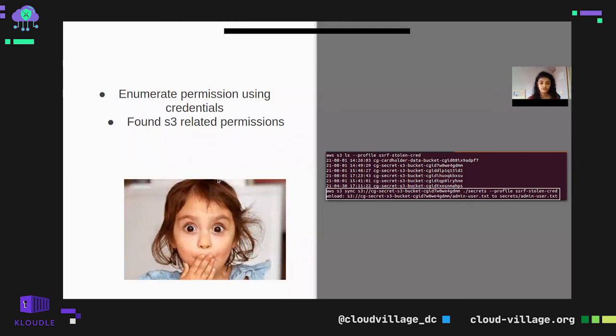After getting the credentials, enumerate permissions, and we found S3-related permissions, with credit card details and admin credentials in the bucket. Using a command to copy and get the data onto my system, I was able to get the admin data. Now you can think about what kind of access I have as admin. So just from an IP, I moved to admin level access.